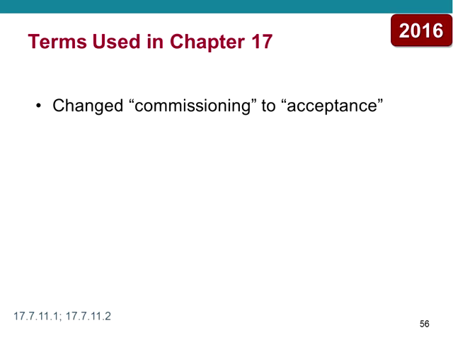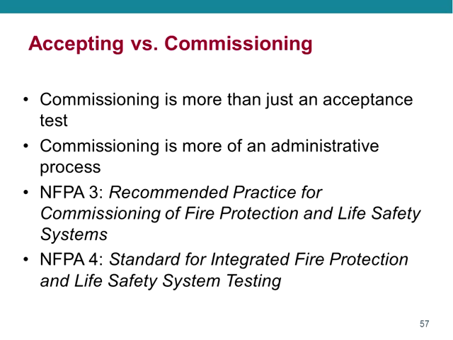And then one of the other changes to the code was in 17.7.11.1 and 17.7.11.2, where we talk about smoke detectors in buildings that are not complete. We changed commissioning to acceptance. The two terms do not mean the same thing.